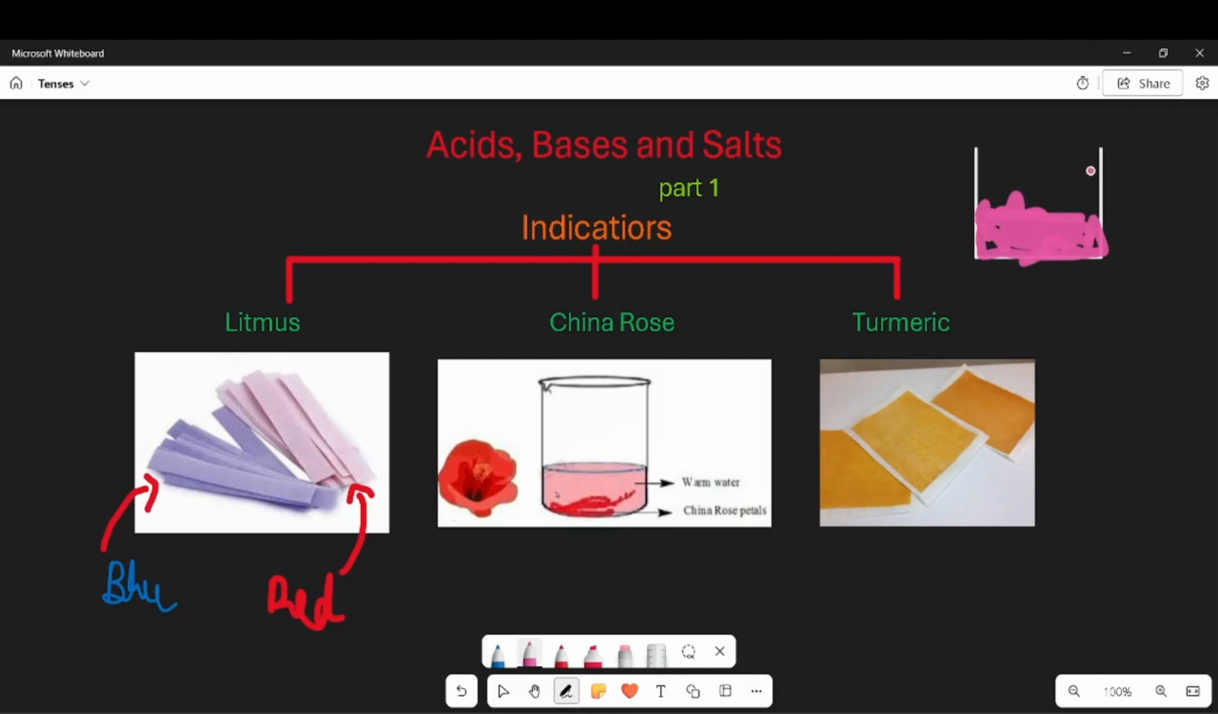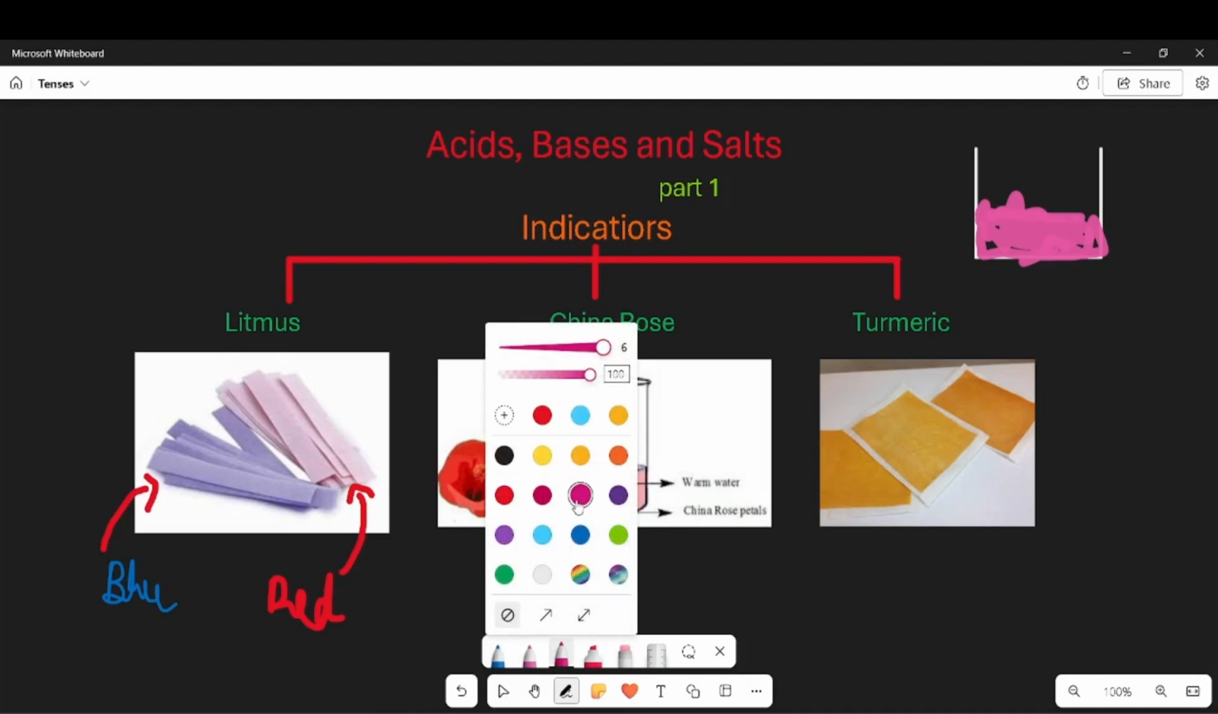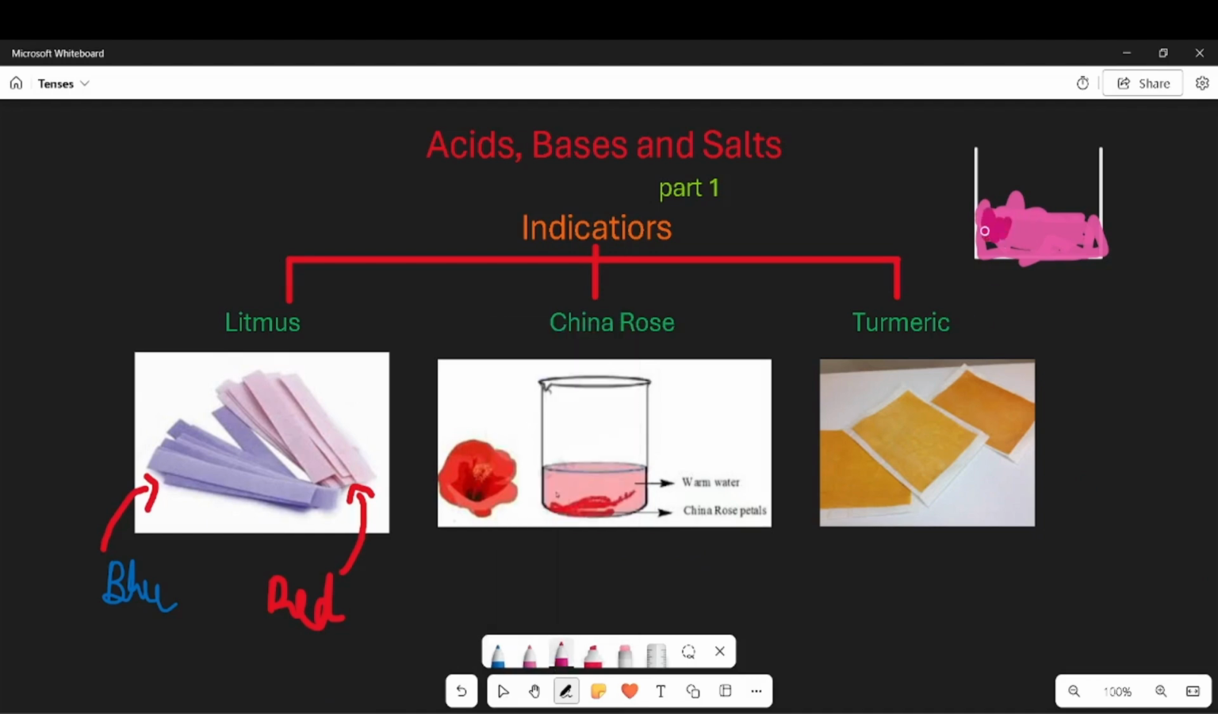Let's say we put hydrochloric acid. Now if we put a hydrochloric acid inside, what will happen to this China rose indicator? It will simply turn magenta. It will turn a little darker form of pink. A lot red, but not completely red.